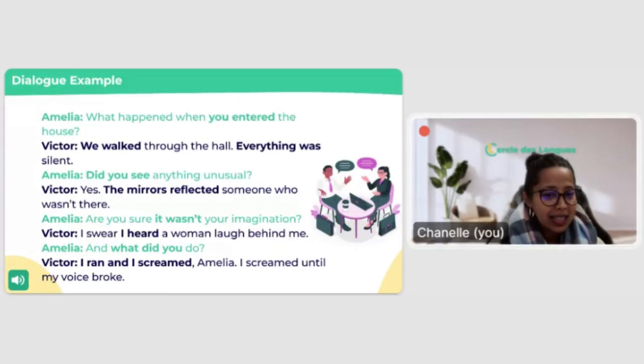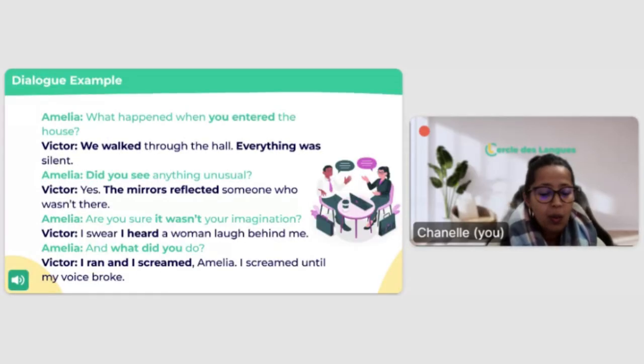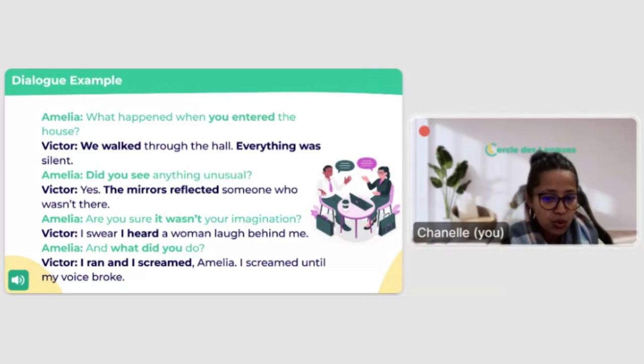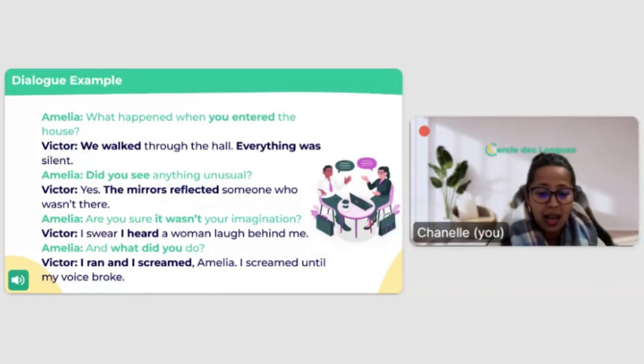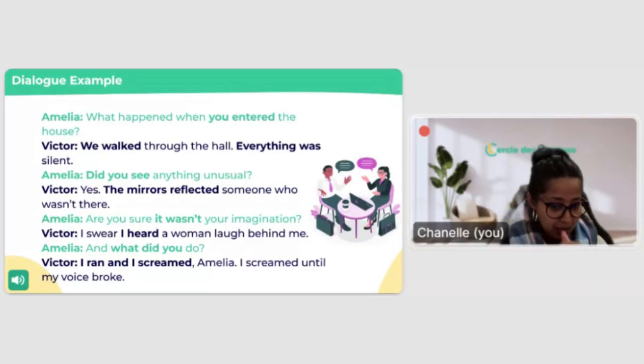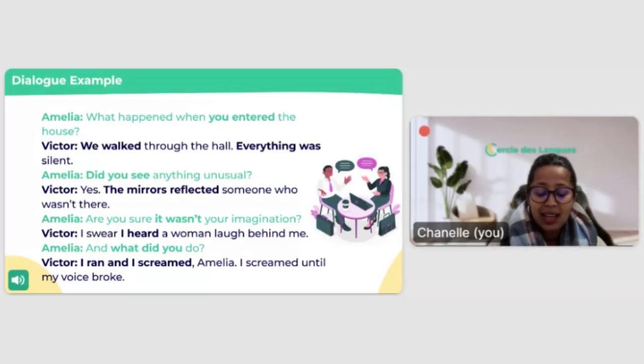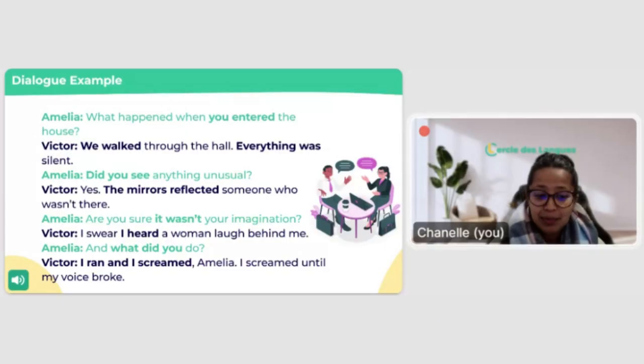So let's look at a dialogue example. What happened when you entered the house? We walked through the hall. Everything was silent. Did you see anything unusual? Yes, the mirrors reflected someone who wasn't there. Are you sure it wasn't your imagination? I swear I heard a woman laugh behind me. And what did you do? I ran and I screamed, Amelia. I screamed until my voice broke.